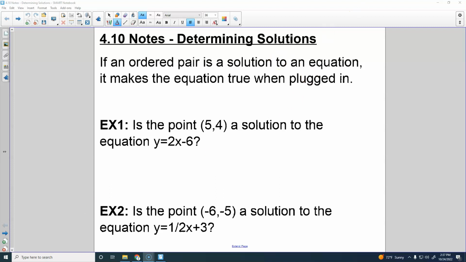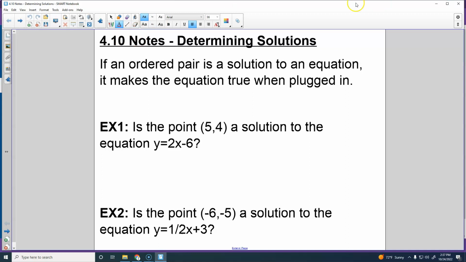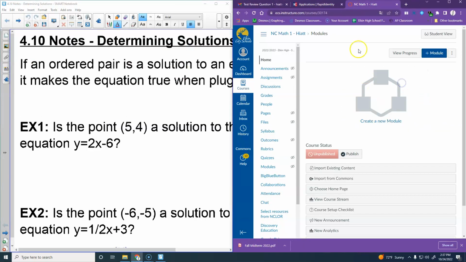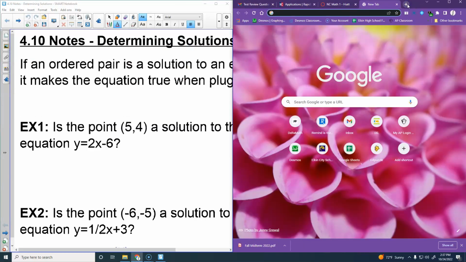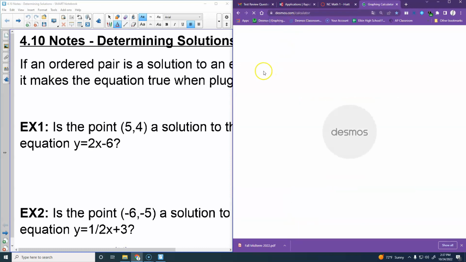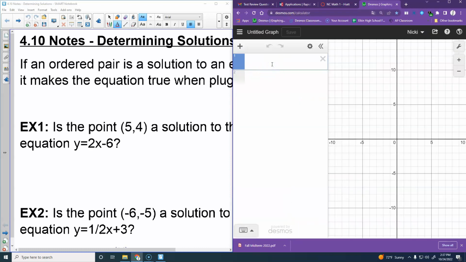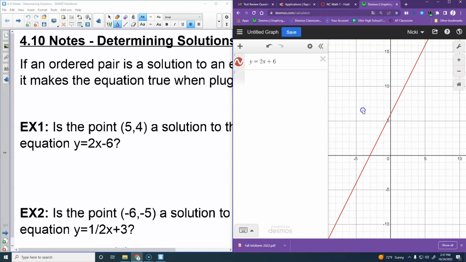on that line. Let's do that with Desmos just to get a visual of what's happening here. You're going to have to do these by hand, so you can't use Desmos, but just so we can see what it looks like. So if I graph y equals 2x plus 6 like this, and then I look at the point (5, 4), I want to see if (5, 4) is on that line. So from looking at this graph, we should already know the answer.